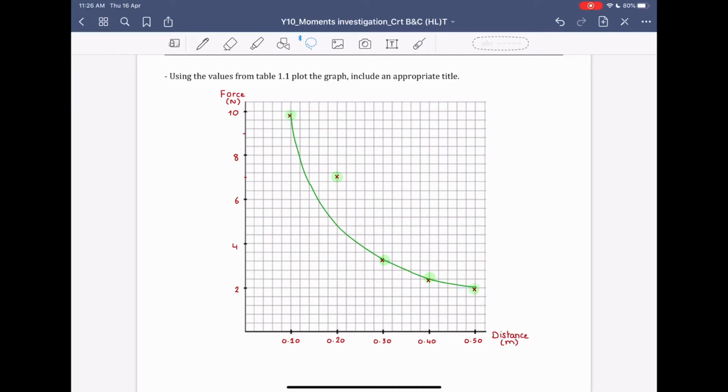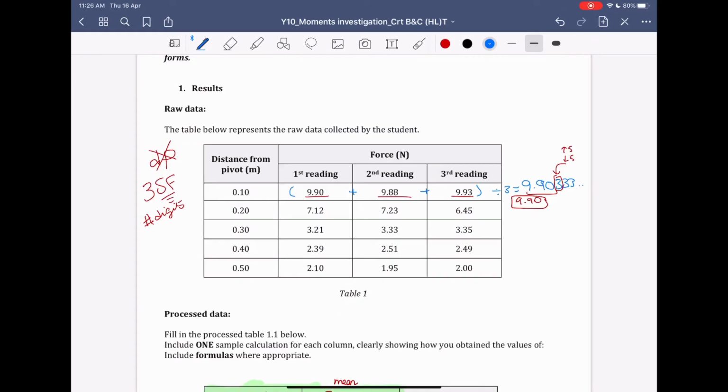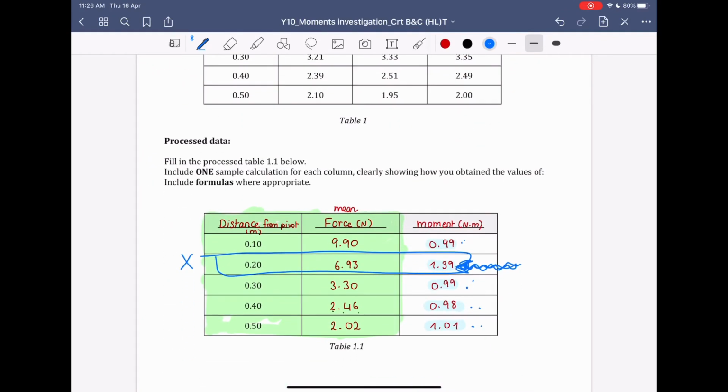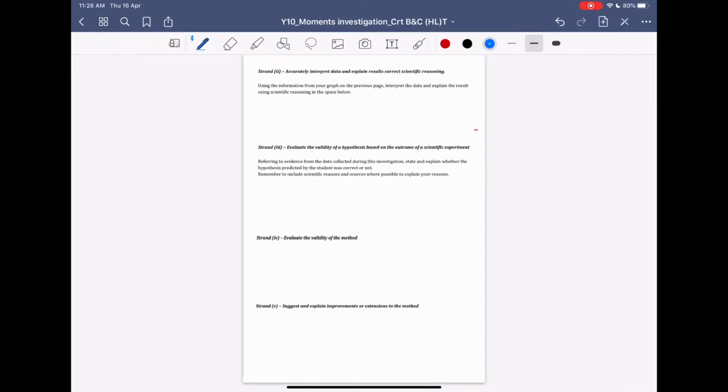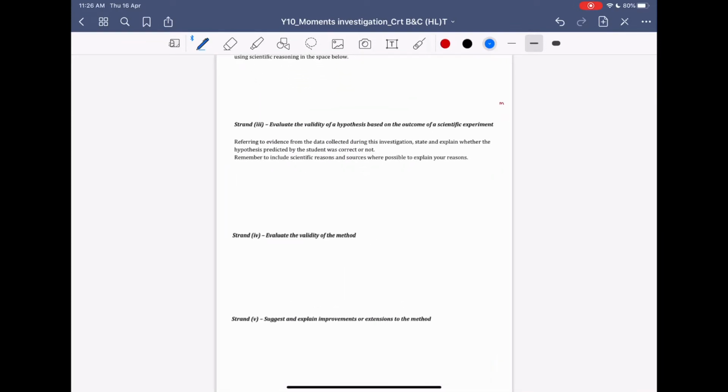And so which one is the outlier? That's my outlier. Okay, and the outlier is due to human error. It's due to a mistake while doing this reading, the second one. Okay, I'm going to talk about all of this in strand II and III, IV and V.